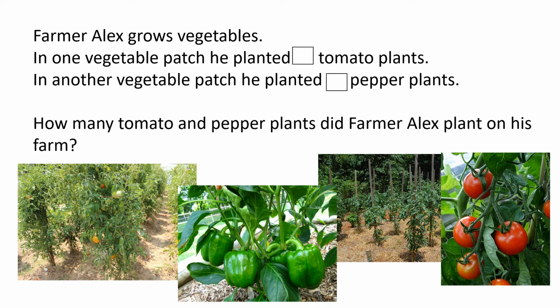And what is it important to know in order to be able to answer that question? Well, we have to know how many of each plant there are, don't we? And right now, we don't see any numbers. So now, let's read the problem again. Farmer Alex grows vegetables. In one vegetable patch, he planted 36 tomato plants. In another vegetable patch, he planted 48 pepper plants. How many tomato and pepper plants did Farmer Alex plant on his farm?